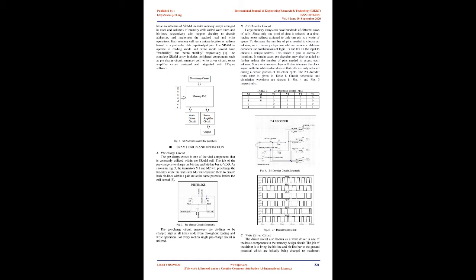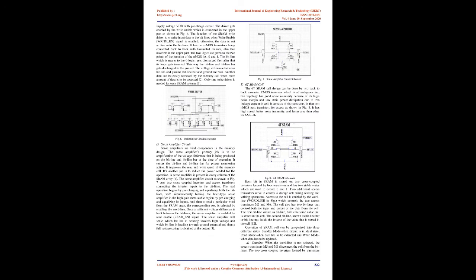most memory chips use address decoders. Address decoders use combinations of logic 1s and 0s on the input to choose a unique address. This allows n pins to access 2^n locations. In certain cases, predecoders may also be added to further reduce the number of pins needed to access each address. Some synchronous chips will also integrate the clock signal with the address decoders so that cells are only selected during a certain portion of the clock cycle.